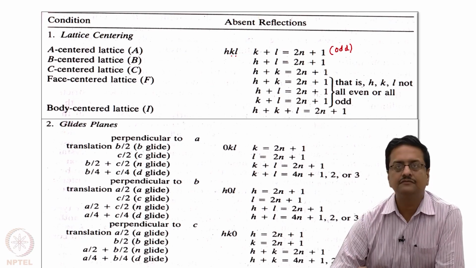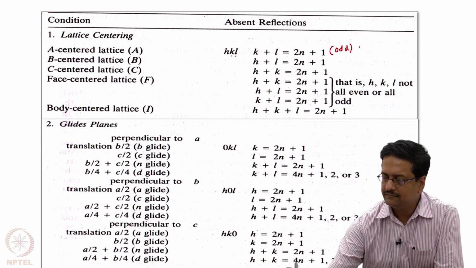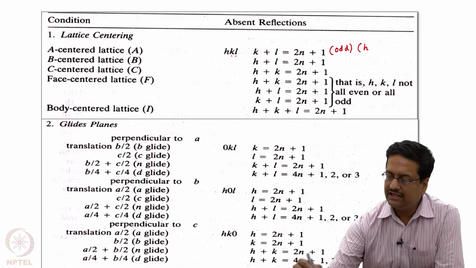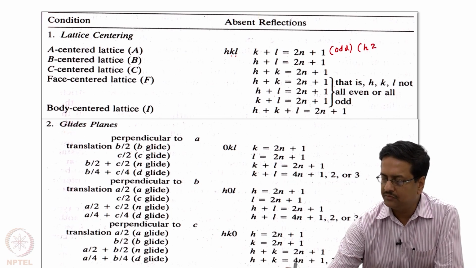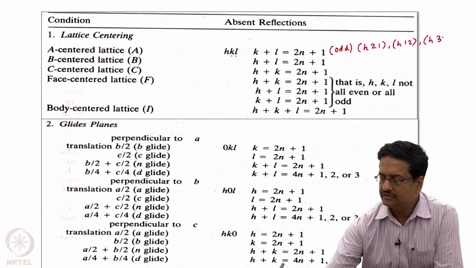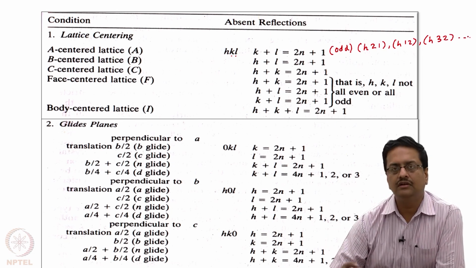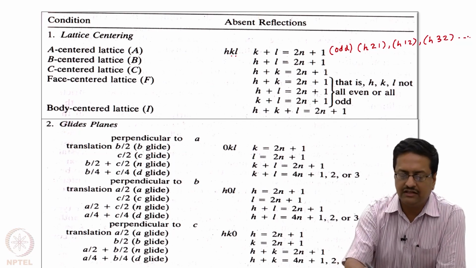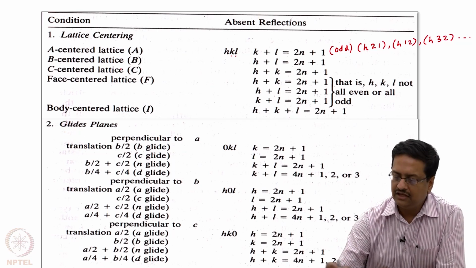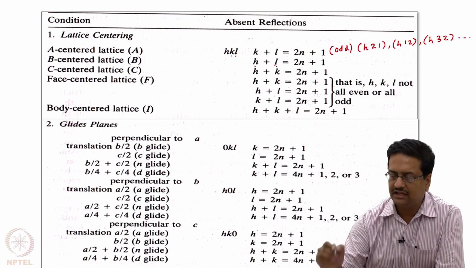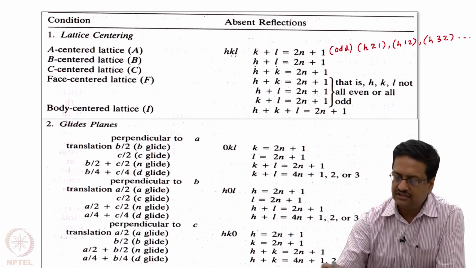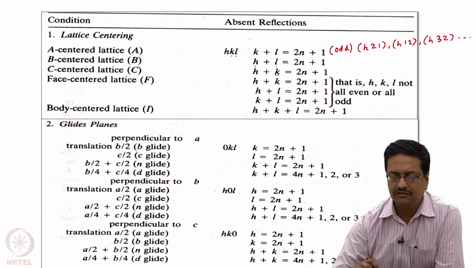That means in case of an A-centered lattice with any value of H, when K plus L is odd, for example 2, 1, H 1, 2, H 3, 2 and so on, these reflections will be absent systematically in case of an A-centered lattice. Similarly, for a B-centered lattice, H plus L will be odd. For a C-centered lattice, H plus K will be odd.